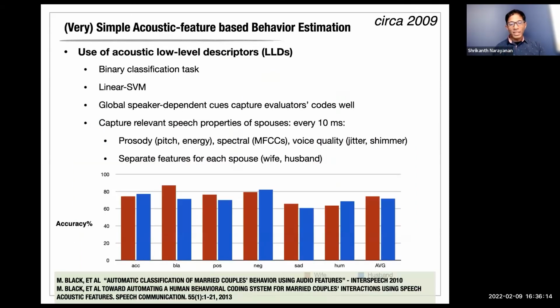Very straightforward exercise. But what was very encouraging early on in this data scientific expedition was that each of these codes, like acceptance, blame, positivity, negativity, sadness, humor, were predicted just from the audio, not even the words, right? Just the prosodic features, the timing features, and so on, at levels that were at or better than the inter-annotator agreement. So it was very encouraging, and the team thought, oh, this is exciting, let's dig deeper.